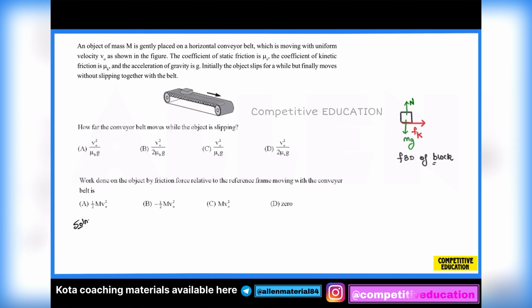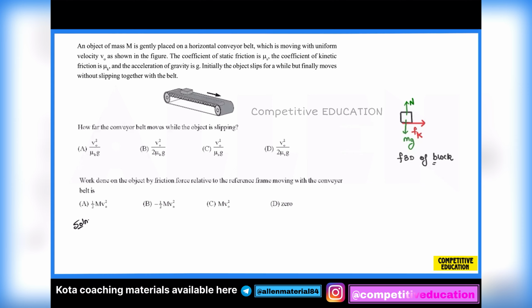Look over here, I have drawn the FBD of this block in the frame of this conveyor belt. As this conveyor belt is moving with a constant velocity, there will be no pseudo force acting on it. There will be a normal reaction upward and mg acting downward. The kinetic friction will be acting in this forward direction because this block is going to slip in backward direction with respect to this conveyor belt. So this is the FBD of this block.